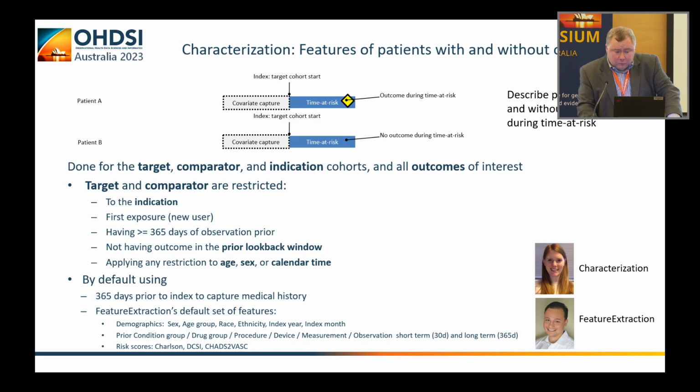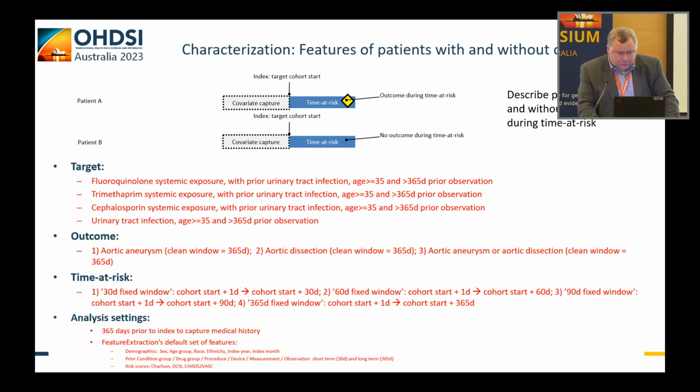By default, what this package gives you is it summarizes demographics such as sex and age and race and index time. It gives you prior drugs, conditions, procedures, measurements, basically each of the clinical domains in the OMOP-CDM, and also computes some basic risk scores like the Charlson Index and the CHADS-VASc score.